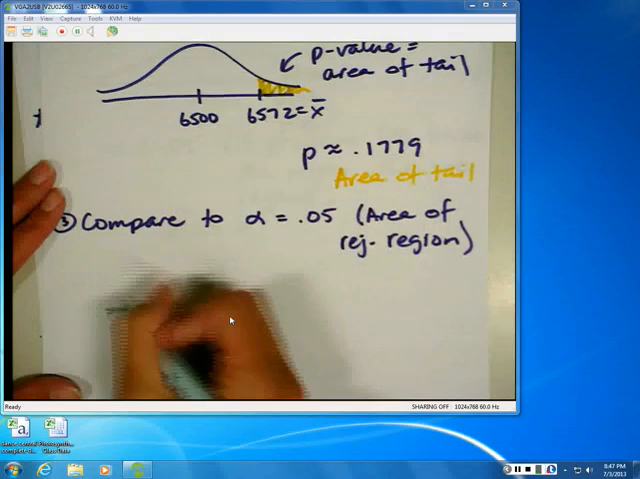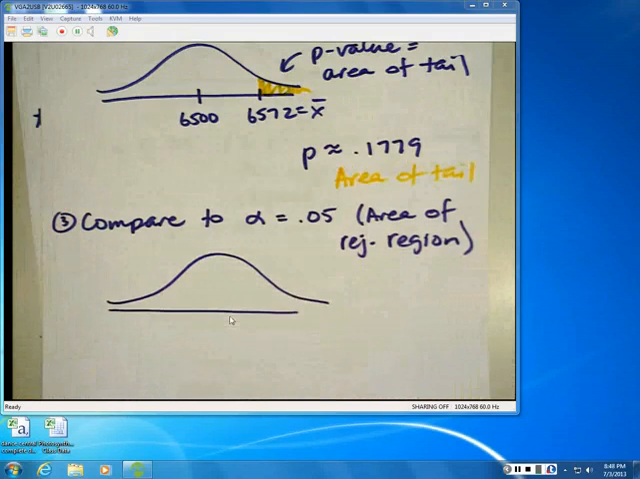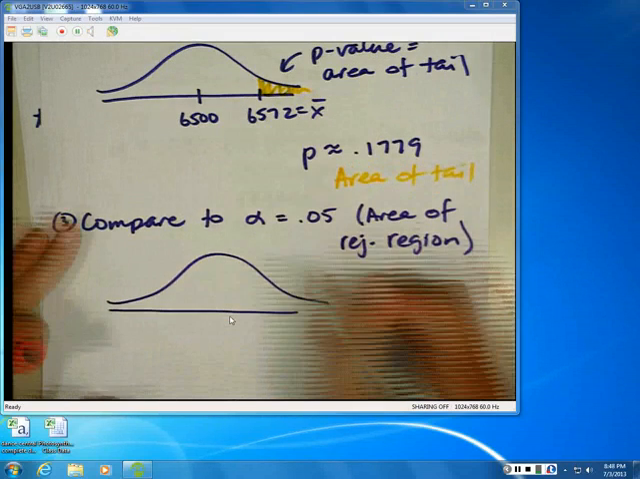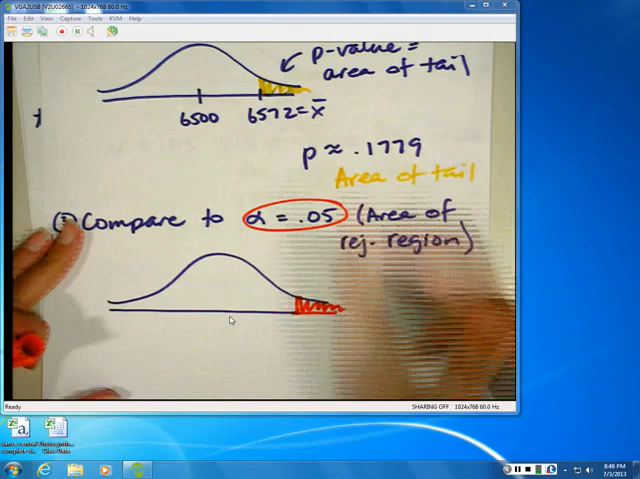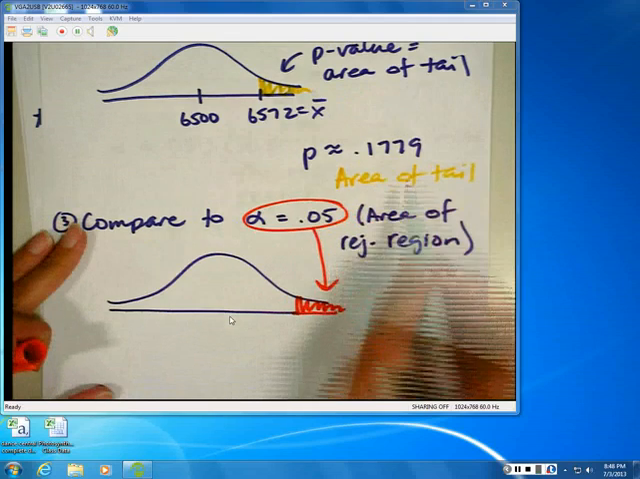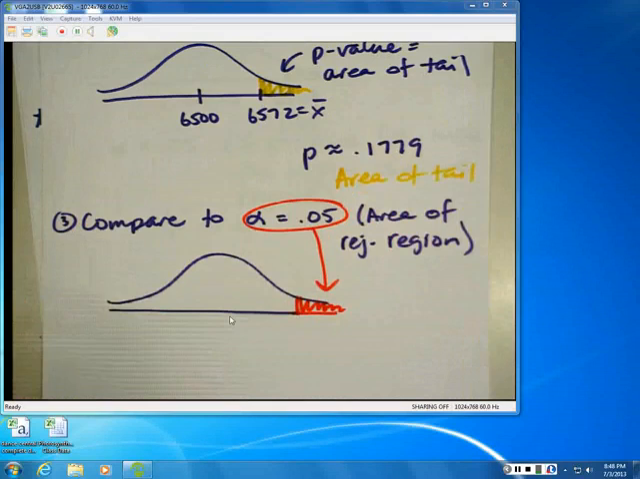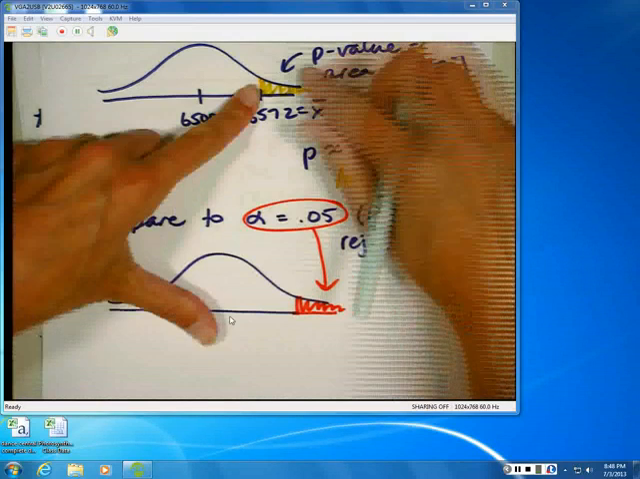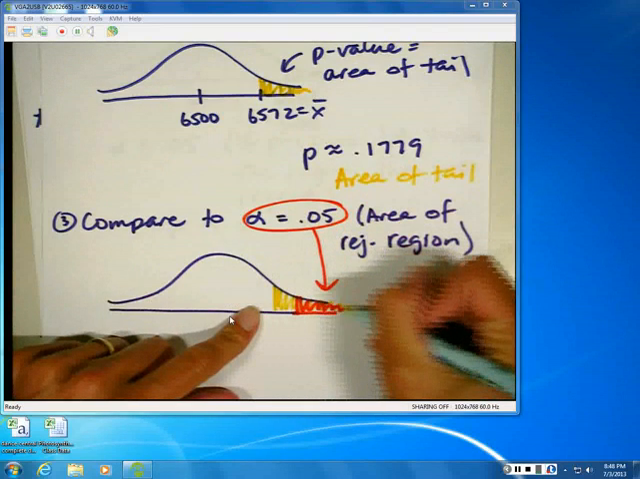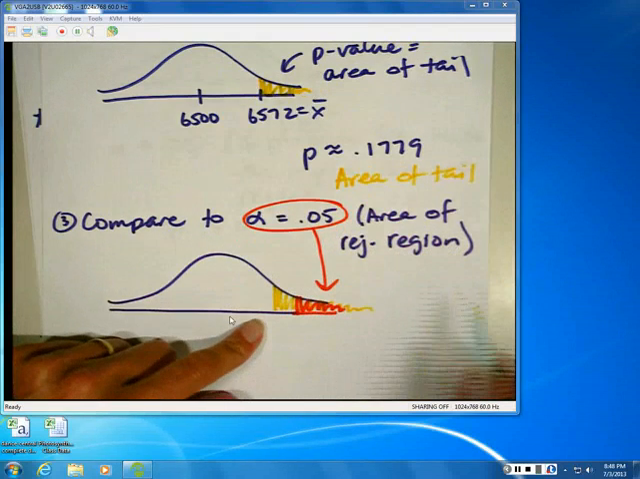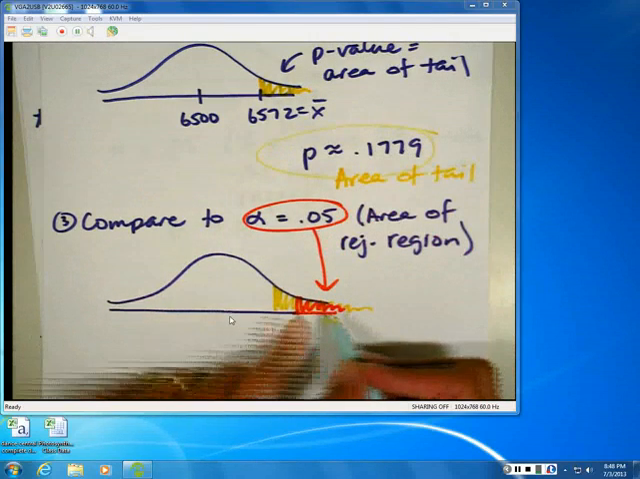So if I compare these two, the area of my rejection region is 0.05. I'm going to do that in orange. So here's the area of my tail, 0.05. But my p-value is much larger. It's 0.1779. So if I were to take this tail and fill it in here, I would have to fill in 17% of the area. So my p-value spills outside of that rejection tail.